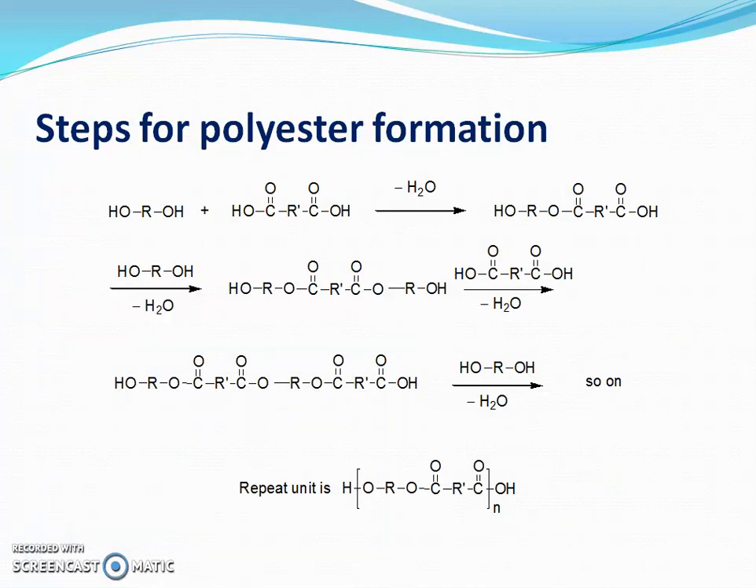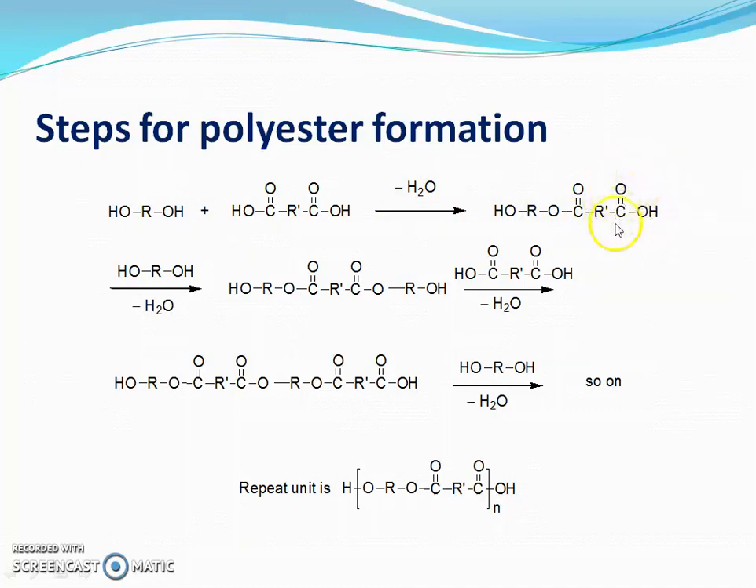Now we will study the steps for the formation of polyester. So one end of the diol will condense with one end of the carboxylic acid where H2O is eliminated and an ester linkage is formed. H from the hydroxyl group and OH from the carboxylic acid group will combine to eliminate water molecule, and the ester linkage is formed.